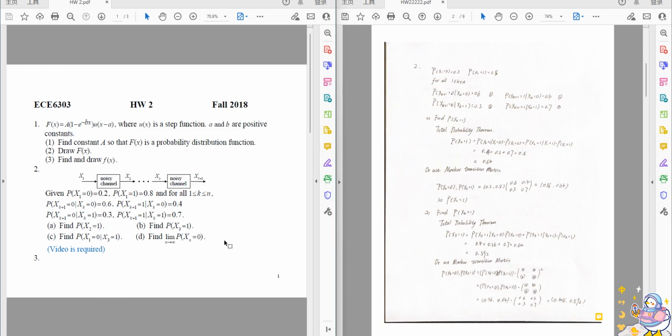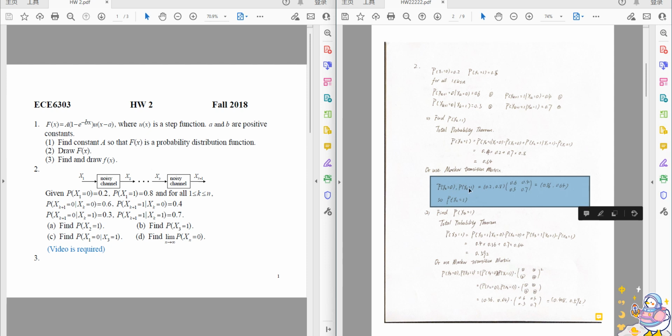Okay, now for the first question, we need to find the probability of x2 equal to 1. We can simply use the Markov transition matrix to calculate the probability of x2 equal to 0 and equal to 1 together. So we multiply the vector of x1 and the transition matrix. Now we get the answer.